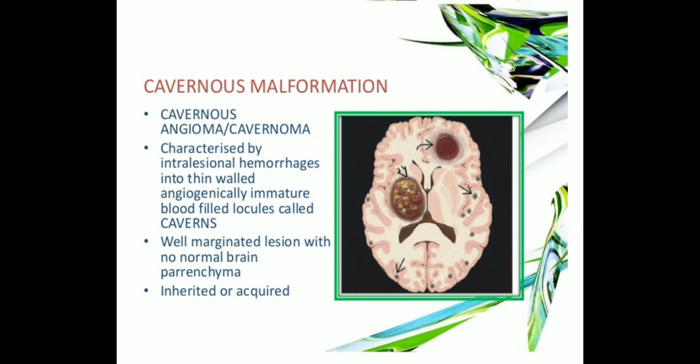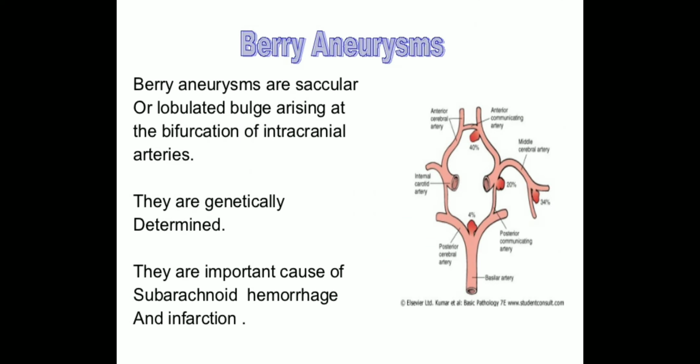Now another important vascular lesion is cavernous malformation. What is this cavernous malformation? Again, it is nothing but a cavernous angioma or a cavernous hemangioma. That is a dilatation of the veins, like large vessels, venous channels, which is forming a mass. Okay, so that is a well marginated, very well circumscribed lesion, which is known as a cavernous angioma or a cavernous hemangioma.